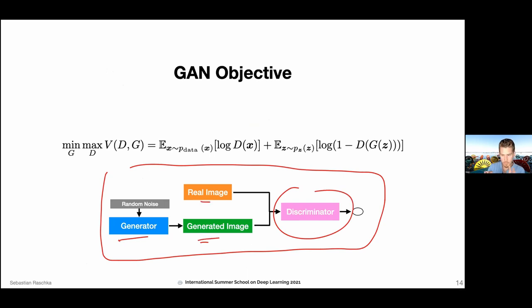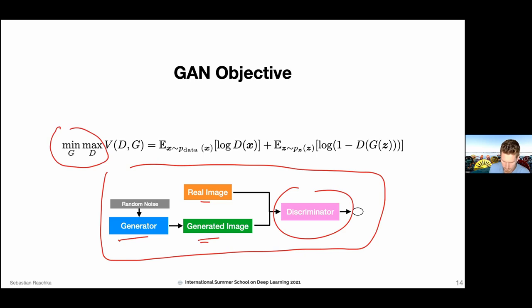In order to train this setup, we need an objective, something that we can optimize in PyTorch or TensorFlow. Here, this is taken from the original paper. It's expressed as a min-max game. So we want to minimize something while we want to maximize something else. It's like this kind of trade-off that we have here.